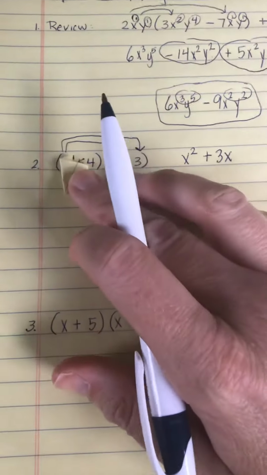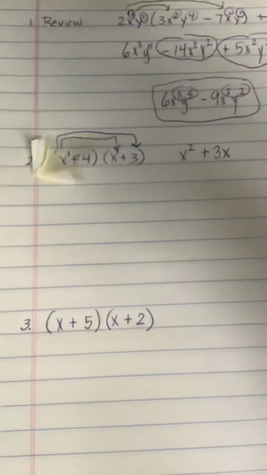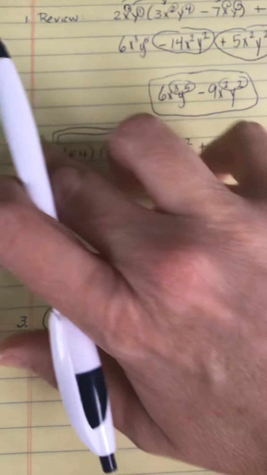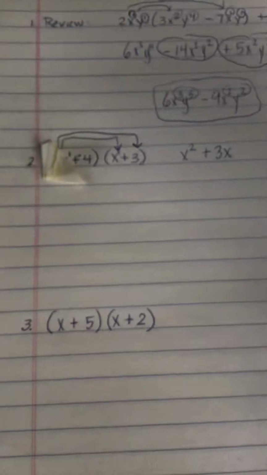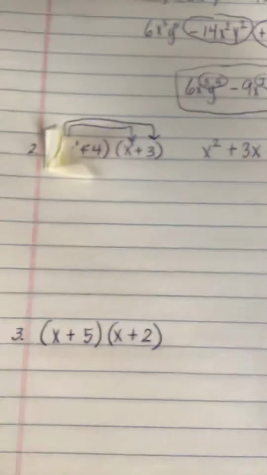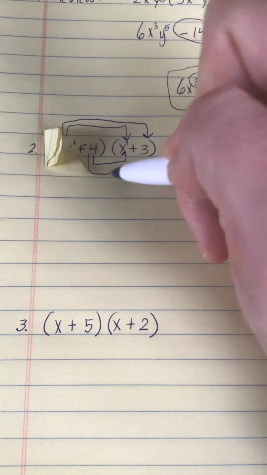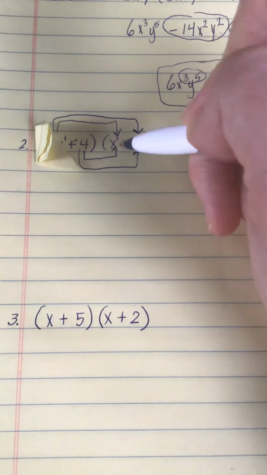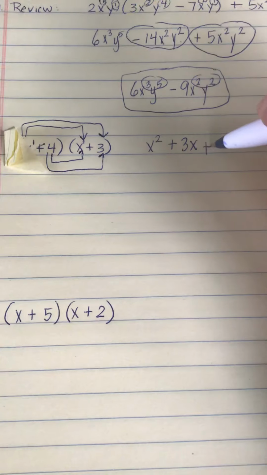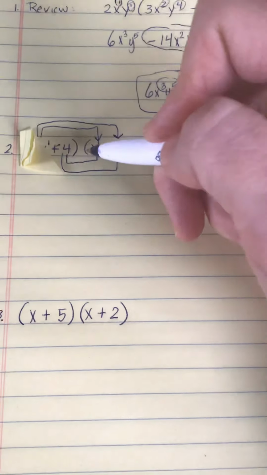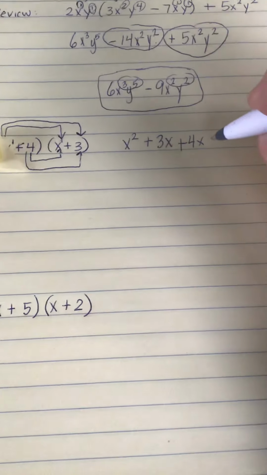All right, and then you're going to do the 4 next. So you're going to distribute the 4. You distribute it here and here. So 4 times x is 4x. You keep adding on. And 4 times 3 is 12.